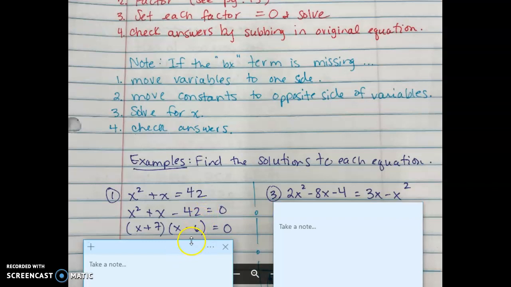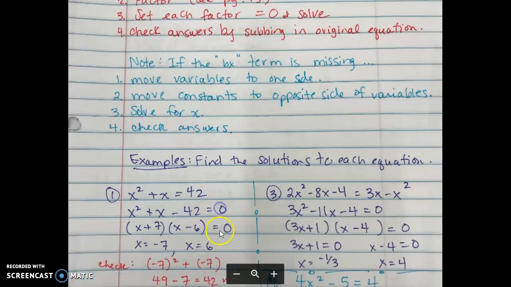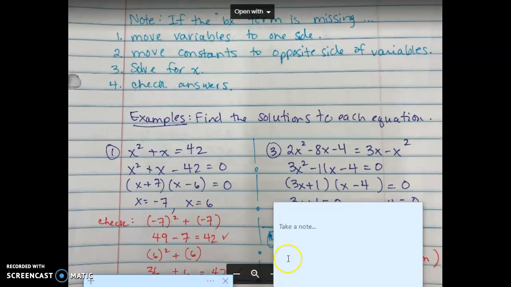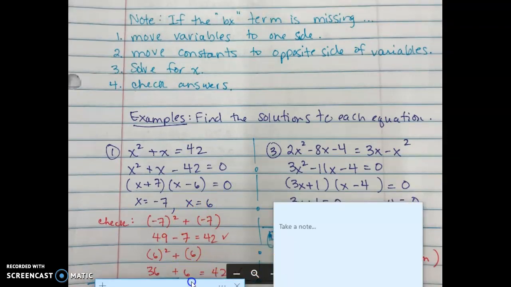Now, we'll go ahead and solve each of those parentheses for 0. So I get x equals negative 7 and x equals 6. You should also check your answer by substituting it back in to make sure you get the same thing.